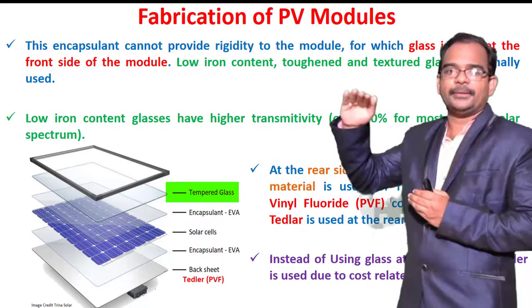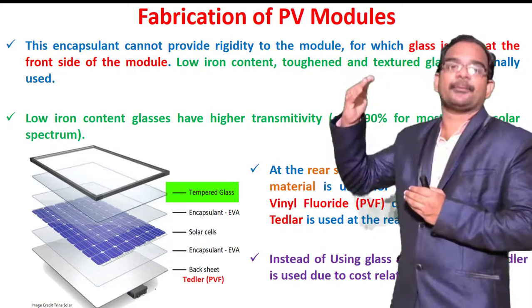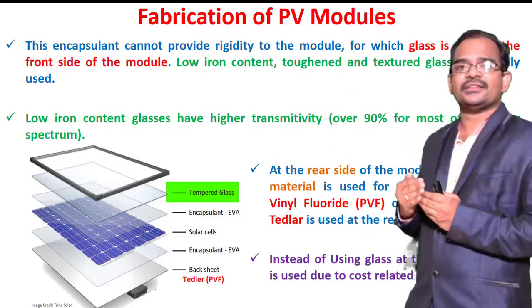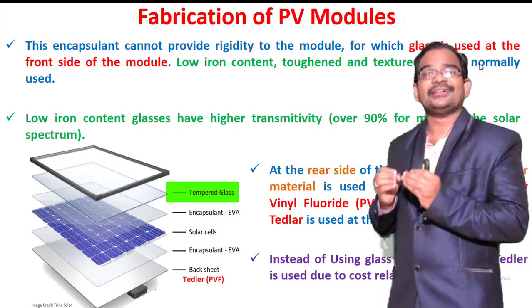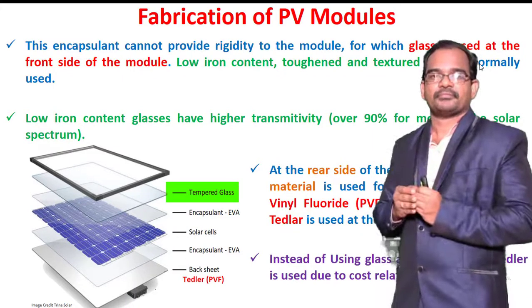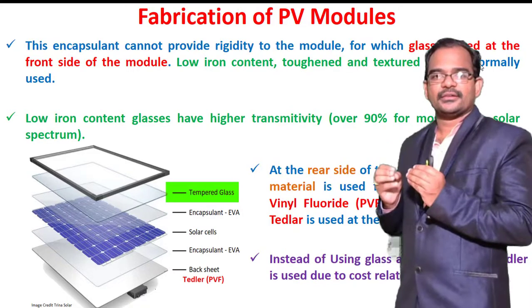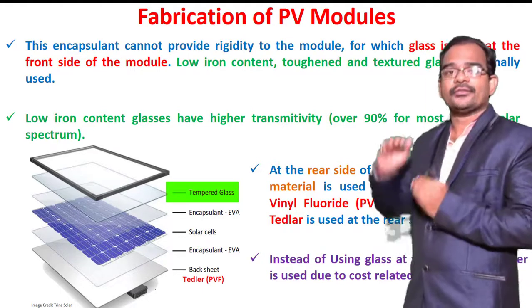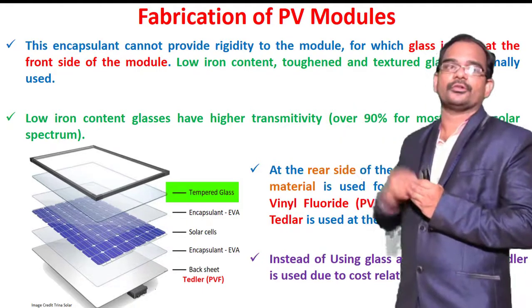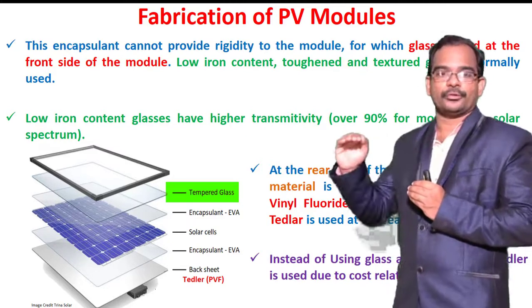On the top side, you will use a glass over this encapsulant. Generally, the glass which is used has low iron content, and is toughened and textured. Normally, a low iron content, toughened and textured glass is used on the front side of a module to provide rigidity to the PV module.